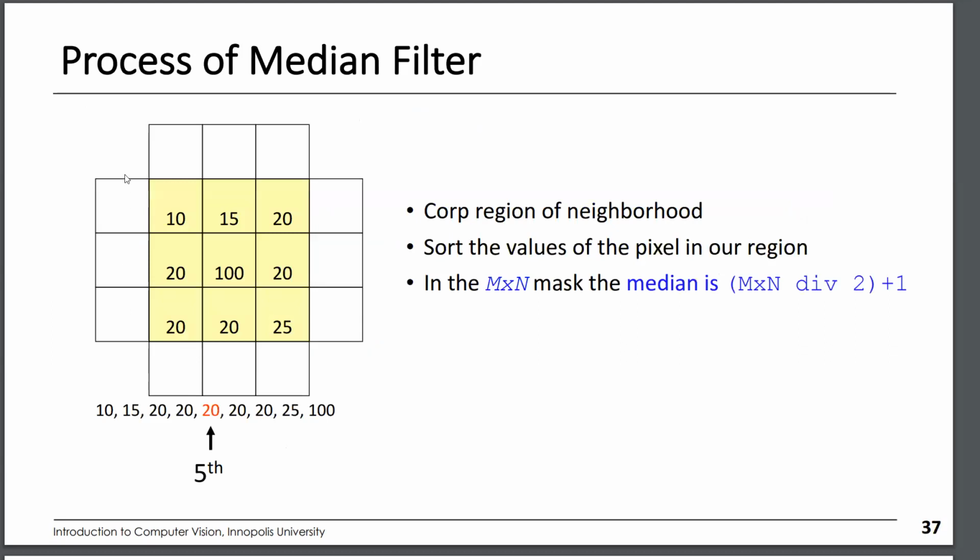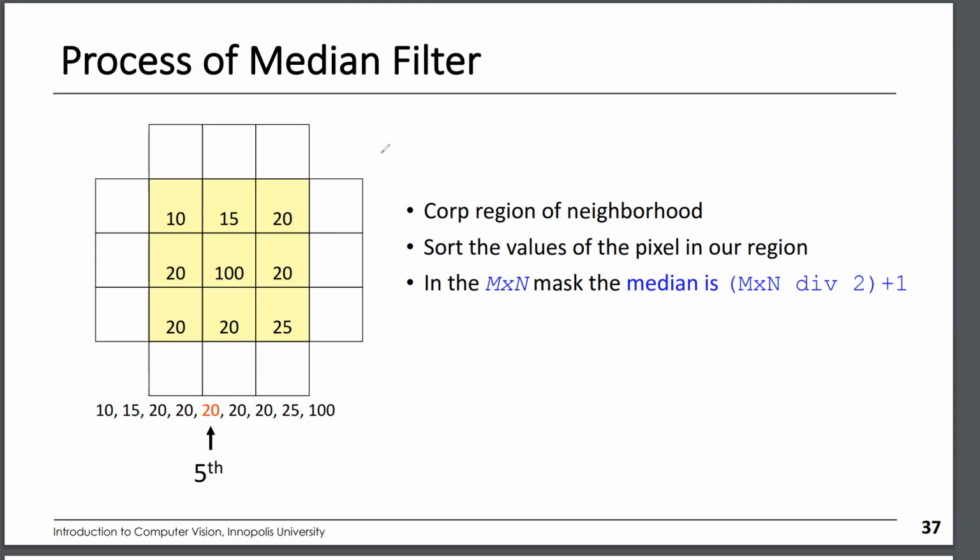So for example, here's the image. These are the pixel values. Can somebody tell me what is the median of these values? Or how do you calculate the median of these values?